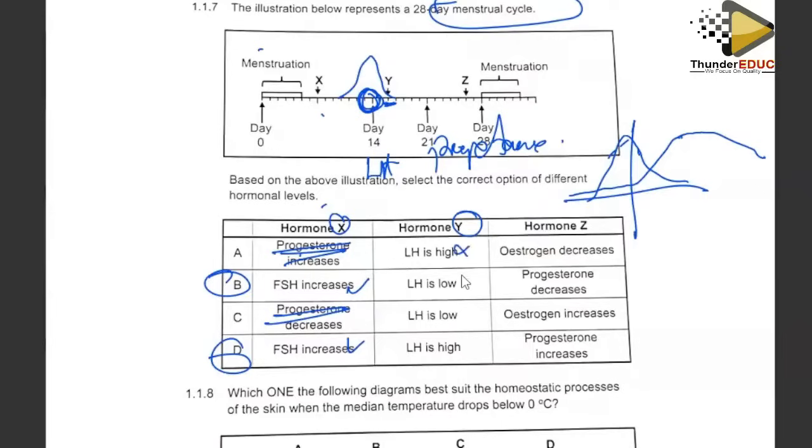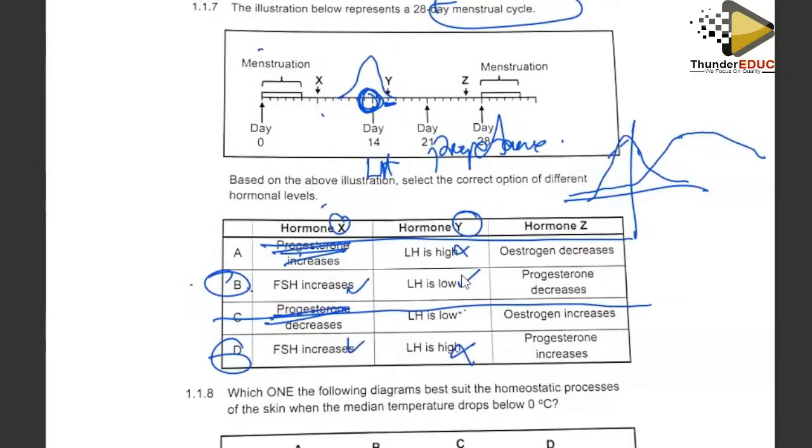High, no. Low, it looks correct. Low is correct, but this one is already wrong here, so this one is out already. And this one is also out already. This one says LH is high, no, this is wrong. So the only option remaining is B. So we need to prove that B is the correct one.